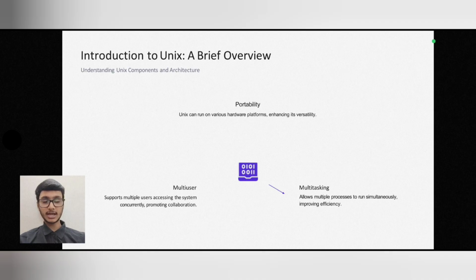Unix can run on various hardware platforms, enhancing its versatility. It supports multiple users accessing the system concurrently, promoting collaboration. It allows multiple processes to run simultaneously, improving efficiency. This makes Unix operating system very effective and efficient.